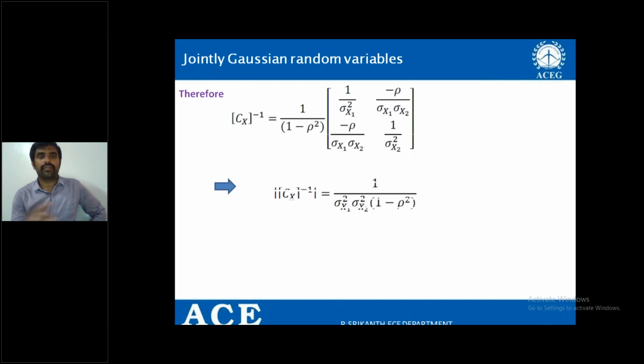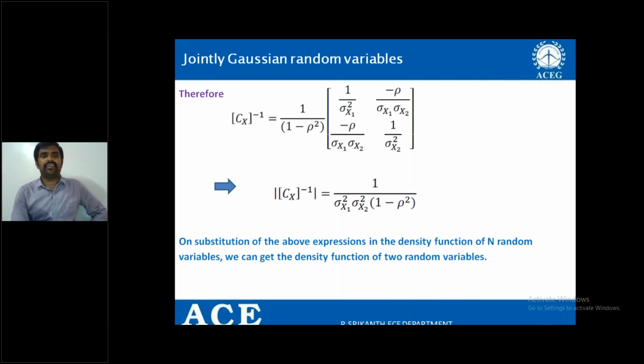Therefore, mod Cx inverse becomes 1 by sigma x1 square sigma x2 square into 1 minus rho square. To avoid confusion, instead of x1 and x2, I'm taking x and y for better understanding, right? By substituting the above expressions in the density function of n random variables, we can get the density function of 2 random variables, absolutely.